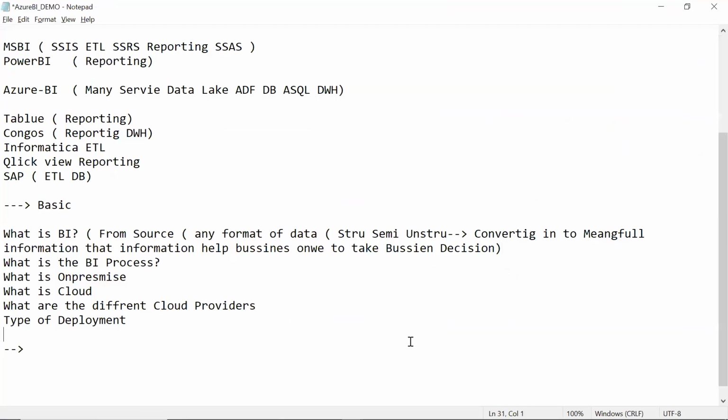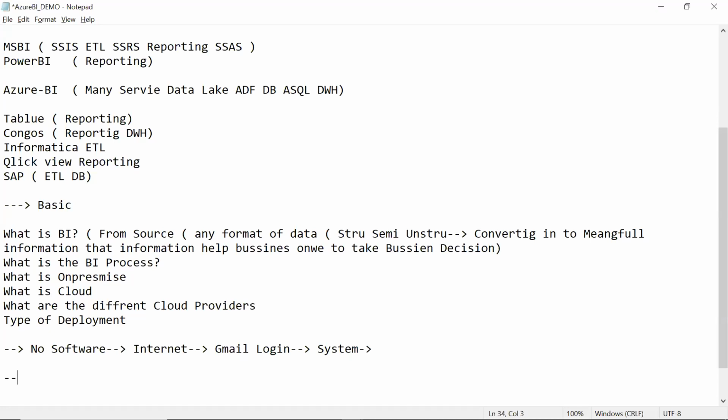So to start with this course, what do we require? You don't require any software. First of all, no software is required. You just require one internet connection and one login. That is one Gmail account. One Gmail account you require, a Gmail login. And one system is required to start with this course.